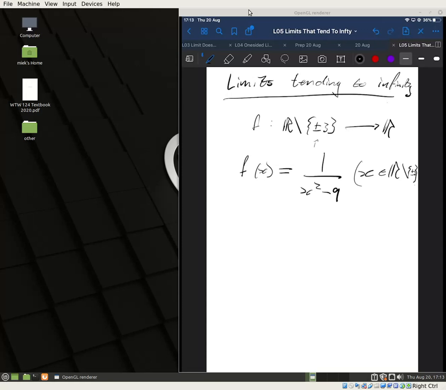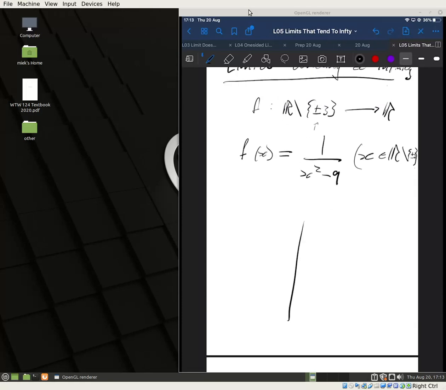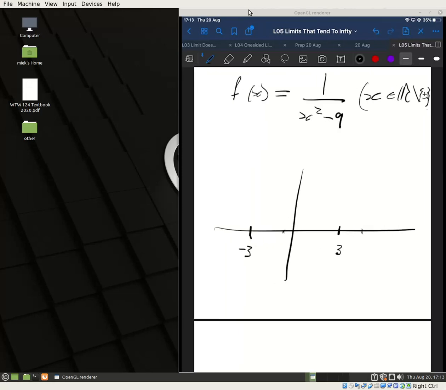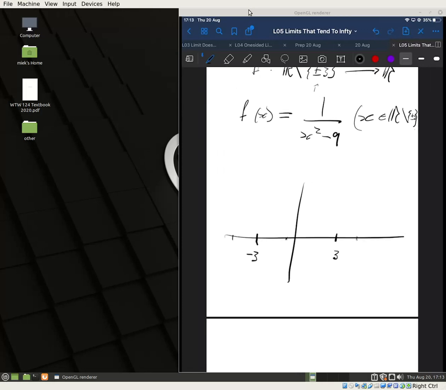Okay, let's just think about what the graph of this function looks like. The denominator is equal to 0 when x is equal to minus 3 or plus 3. And the value of the function is positive to the right of 3 and negative between minus 3 and 3, and positive again to the left of minus 3. And the graph looks something like this, and like so.